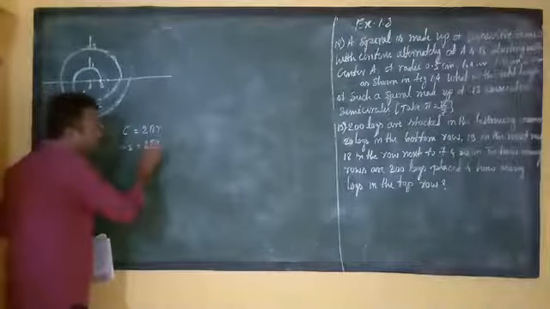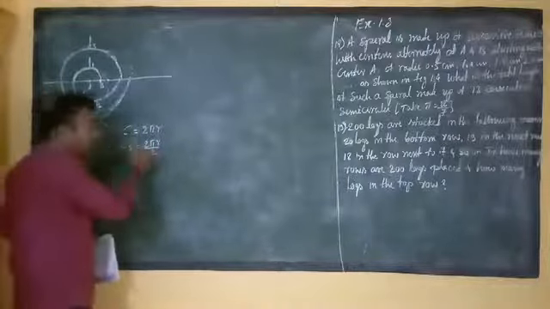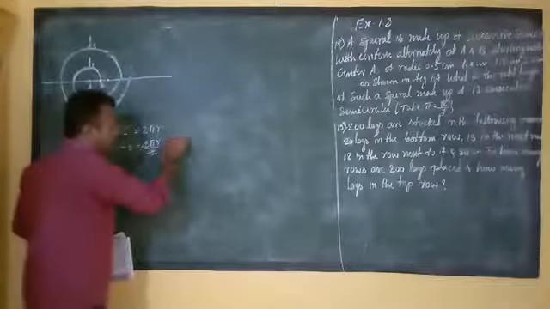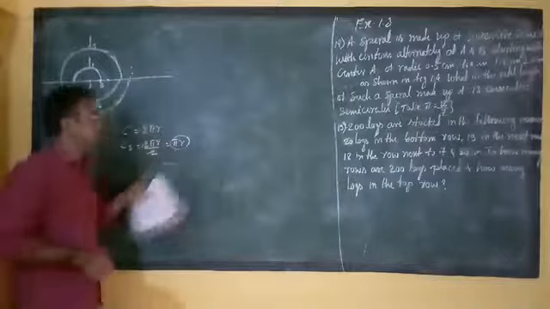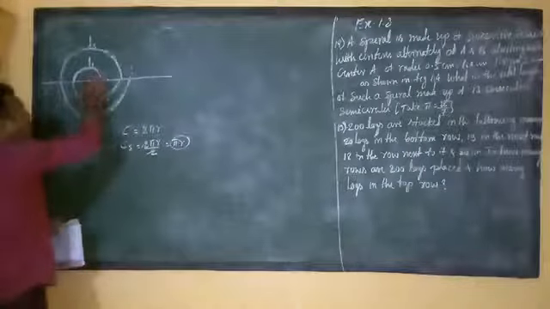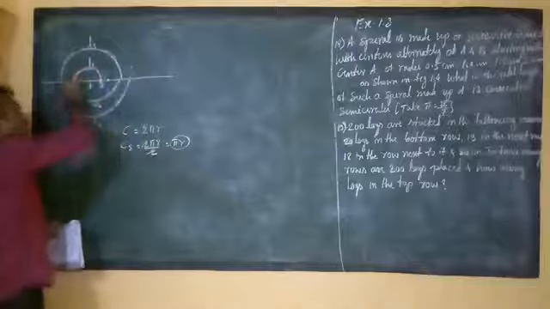2 pi r divided by 2. Correct? The 2s get cancelled, remaining is pi r. So this is the circumference of a semicircle formula. Firstly, we have to calculate the length of the first semicircle.